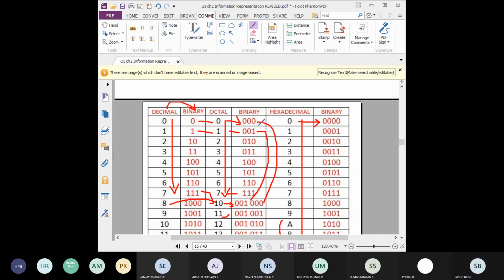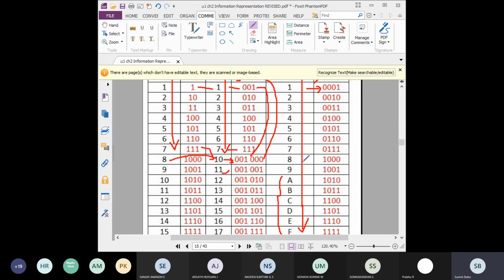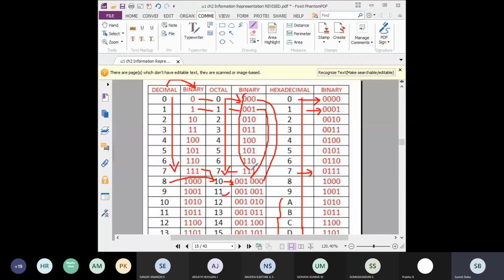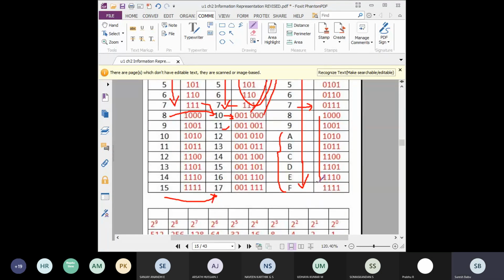a 4-digit number. The same binary 3-digit numbers for octal, we add another 0 to make it a 4-digit number. So a single 0 is added, and 001 here changes to 0001. Like this, up to 7 you will get. After this 7, you repeat the same 7 numbers, and before them you add the 1, the left side value you have to add the 1. This is the easiest way to memorize this tabular column.